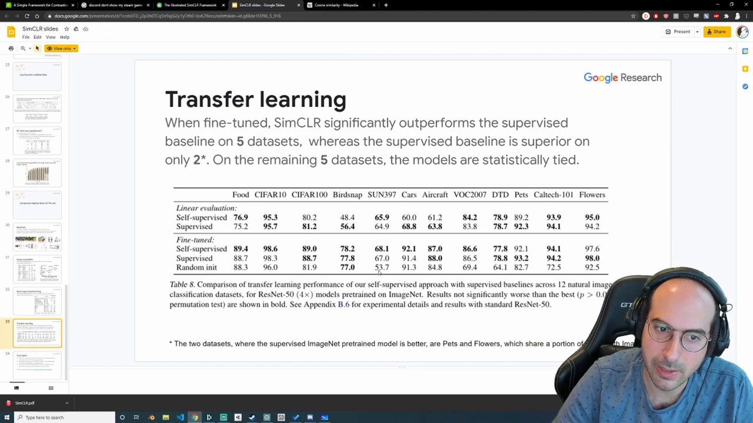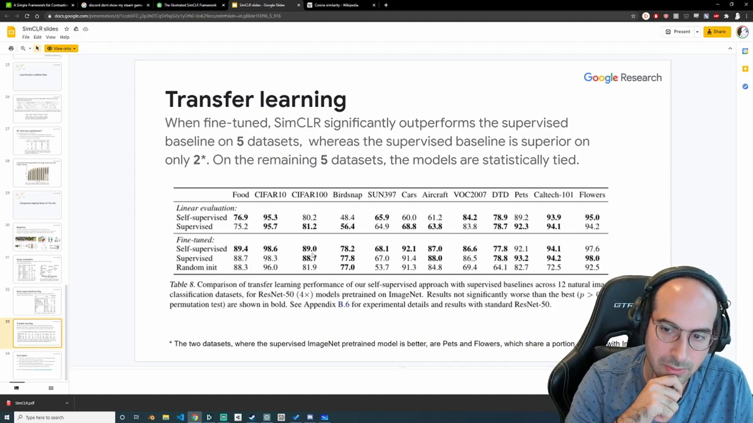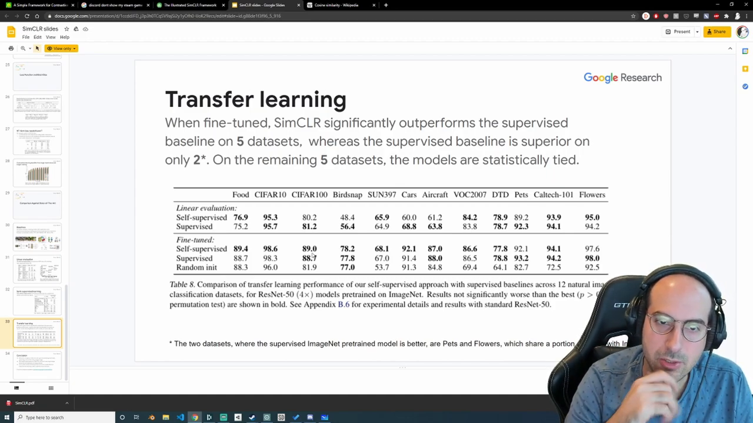Let's look at the places where it tanks, right? So let's say SUN397, or CIFAR-100, DTD. I mean, yeah, it does increase substantially, and it looks like it's sort of neck and neck against supervised at any point in time. But that's sort of surprising, right? Like the fact that, well, it's not, right? Because you are fine-tuning it with a supervised signal.